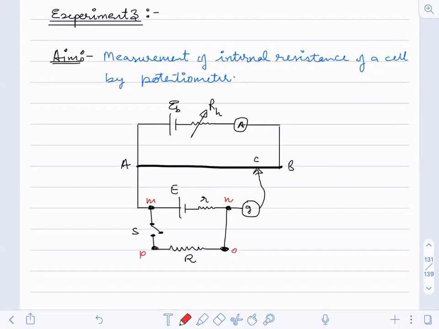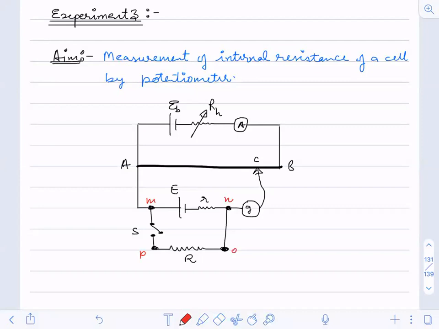Now for a given cell, you can determine its EMF. You can also determine its internal resistance. Understood? You can determine the internal resistance of the battery with this third experiment. So let us see how we will do that.